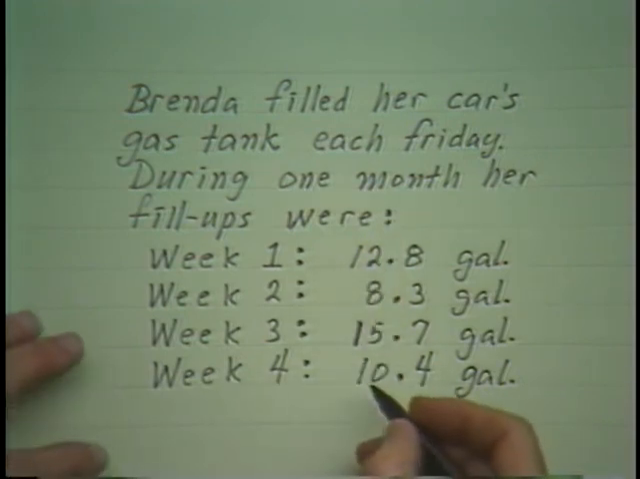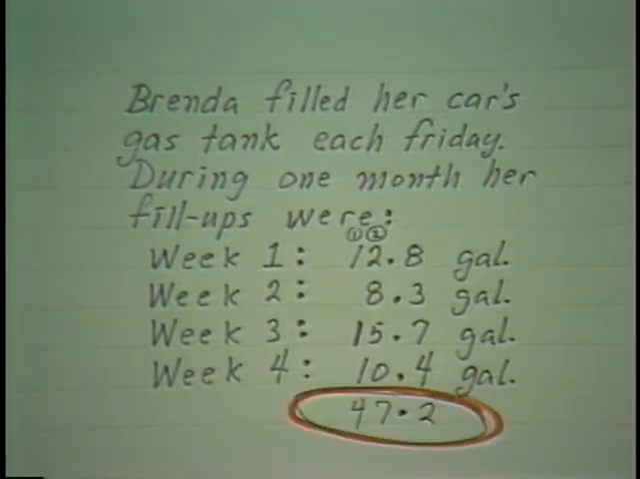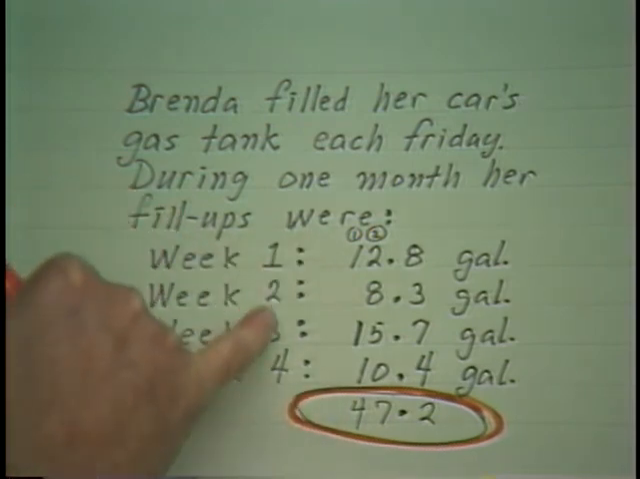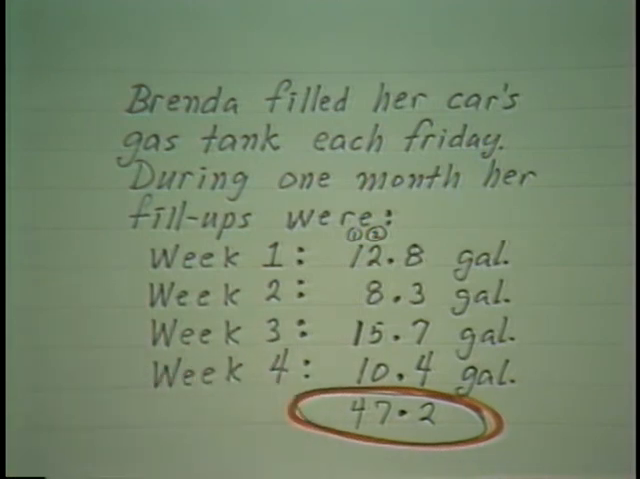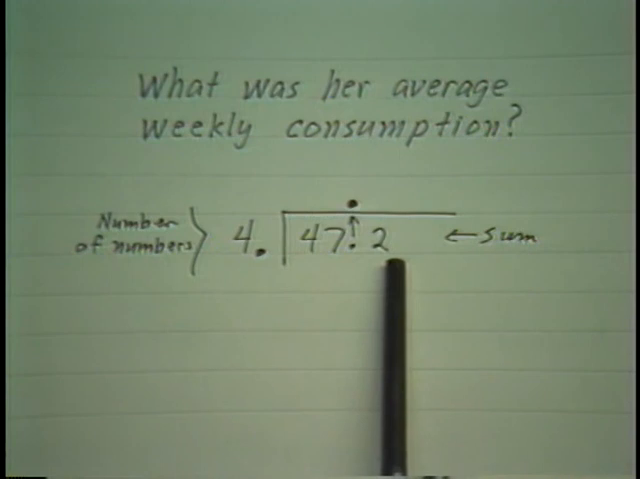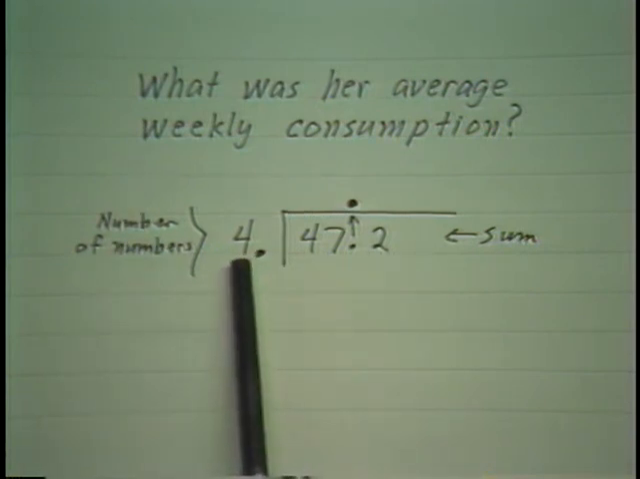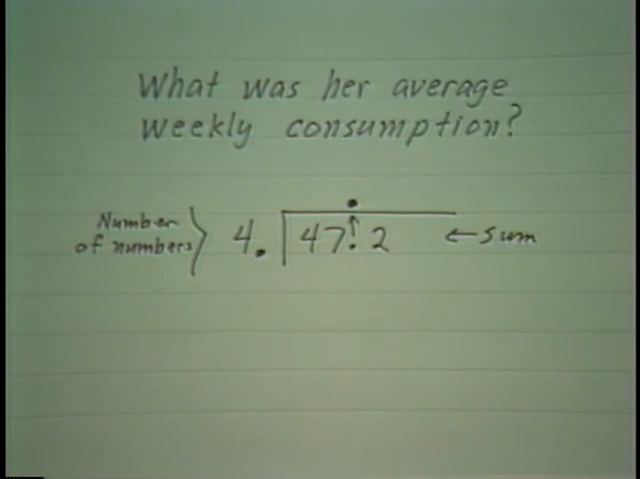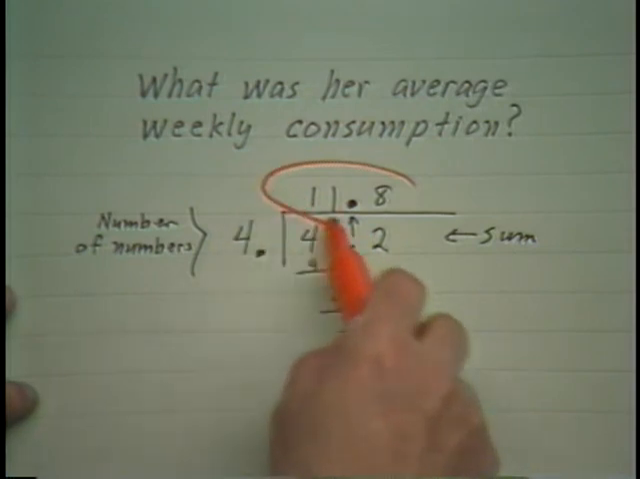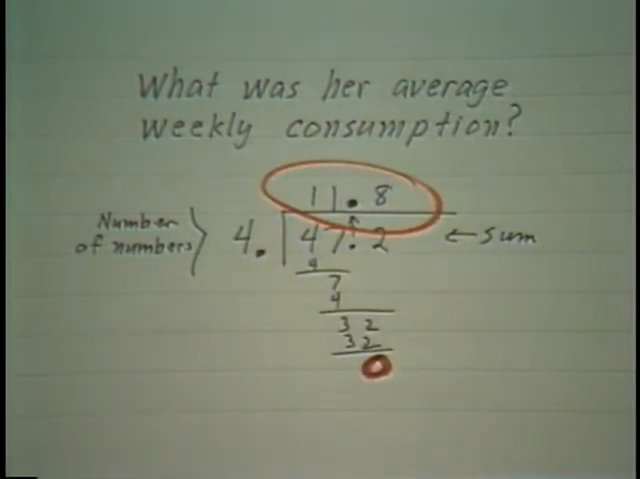So adding these, we would get Brenda's total for the month of 47.2 gallons. Now since there were 4 weeks, we will divide this sum by 4. Okay, the sum, the number of numbers, this is a whole number, decimal point goes straight up. Dividing, we get this, and since it divided evenly, we don't have to inquire about round off. So Brenda used an average of 11.8 gallons per week.